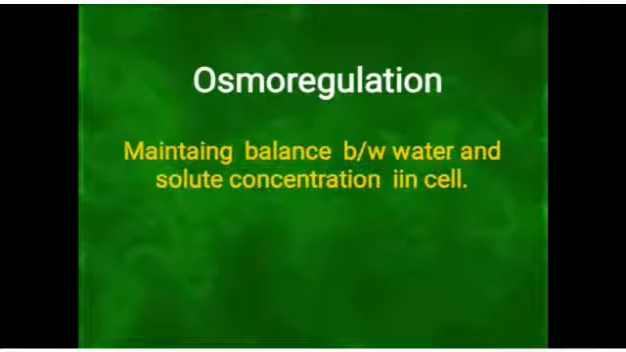Let's begin with osmoregulation. Osmoregulation is one of the important aspects of homeostasis. It involves maintaining a balance between water and solute concentration of the cell. Students, to understand osmoregulation in plants, you have to know these terms, and these terms must be clear to you.